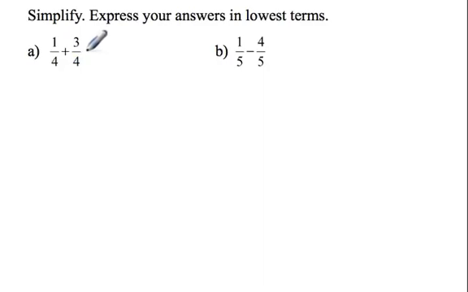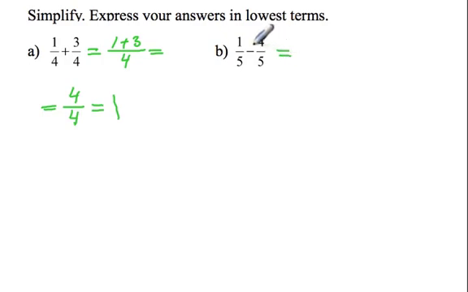Here we have to add two fractions. In example A, both fractions have a denominator of 4. Therefore, we can add the numerators and the denominator will be 4. 1 plus 3 equals 4 over 4. 4 divided by 4 is 1. So in the simplest form, the answer is 1.